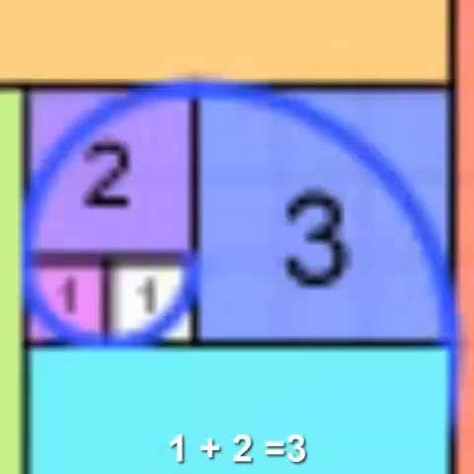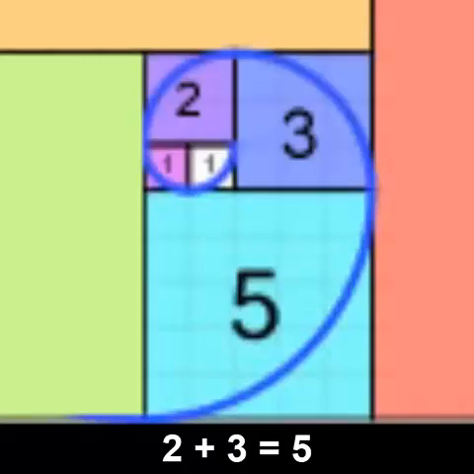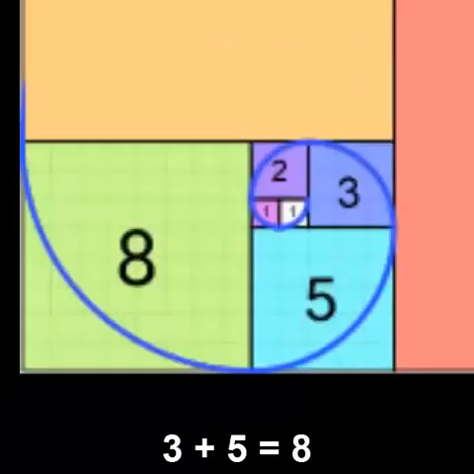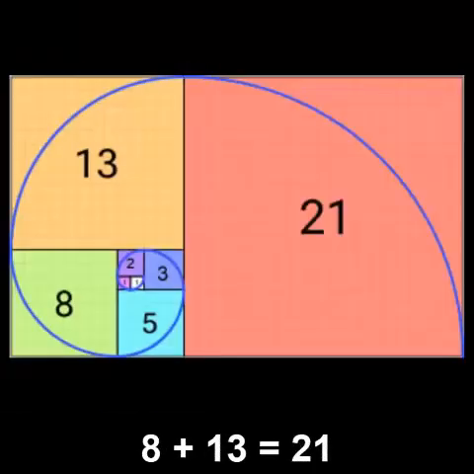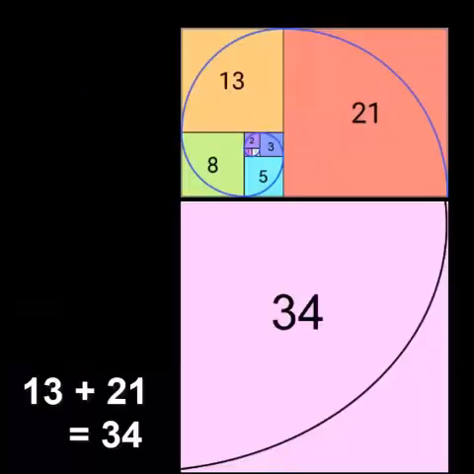1 plus 1 becomes 2. 1 plus 2 becomes 3. 2 plus 3 becomes 5. 3 plus 5 becomes 8. 5 plus 8 becomes 13. 8 plus 13 becomes 21.